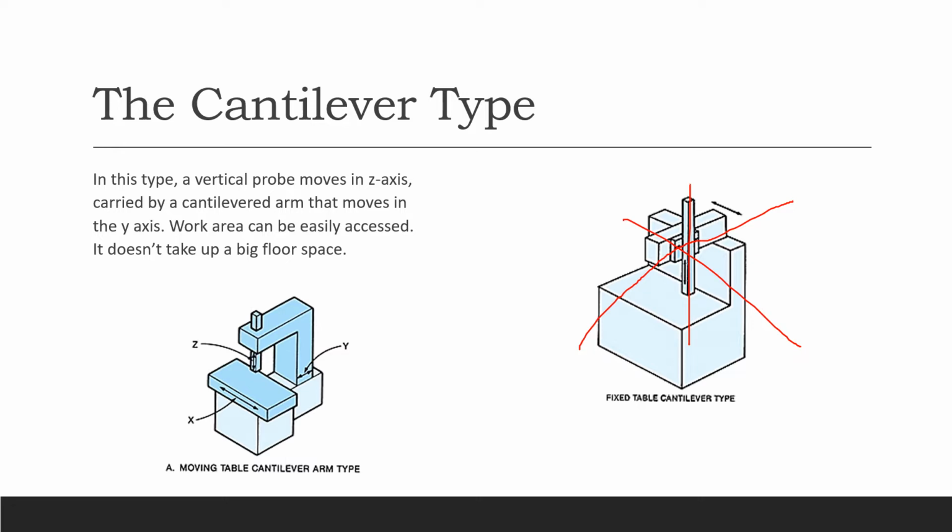And that probe is carried by a cantilever arm, right? That moves in the y direction, which is this one. Okay, now we tilt it, so z is now right here. I'm gonna write that down for you. Now right here, axis like this.